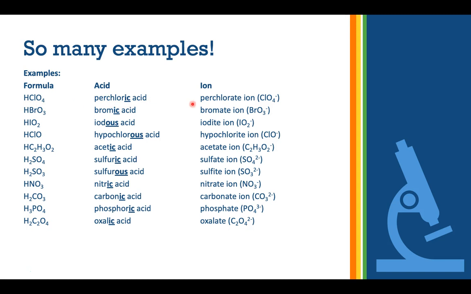Perchloric acid has the perchlorate ion. Bromic acid has the bromate ion. Iodous acid has the iodite. See the -ite and the -ous, -ate and -ic. -ous and -ite, -ous and -ite. -ic and -ate, -ic and -ate, okay?